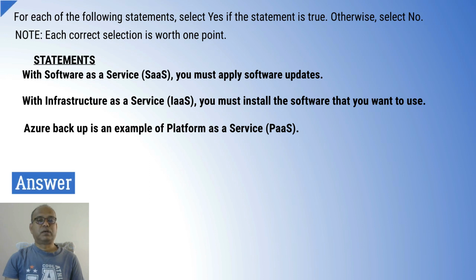Answer. In statement 1, in software as a service, SaaS, there is no need to update the software, that is, users are not responsible for software update or maintenance. They use the software only, so this statement is not true. In the second statement, in infrastructure as a service, IaaS, users are responsible for everything except the resource such as the virtual machine. Users must install all software as per requirement. So this statement is true. In statement 3, yes, Azure Backup is an example of PaaS. So this is a true statement.